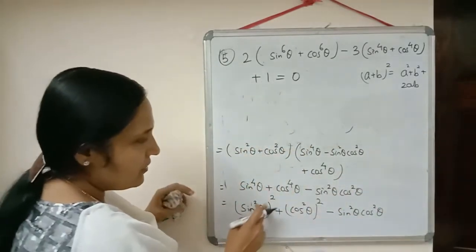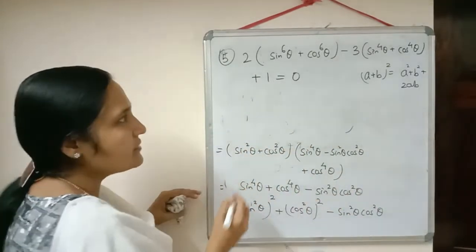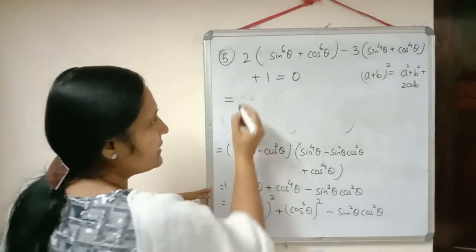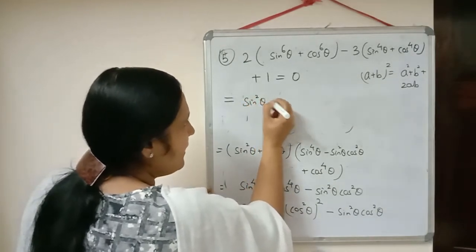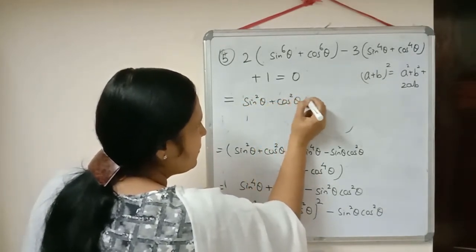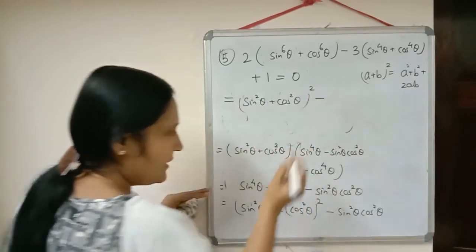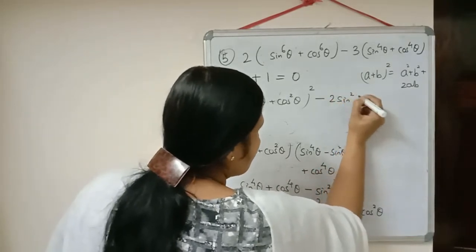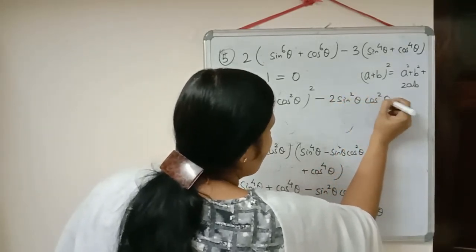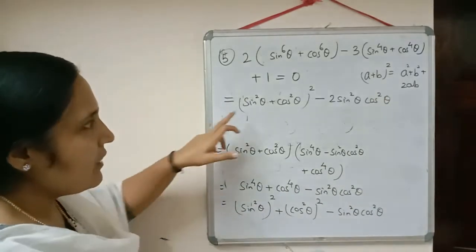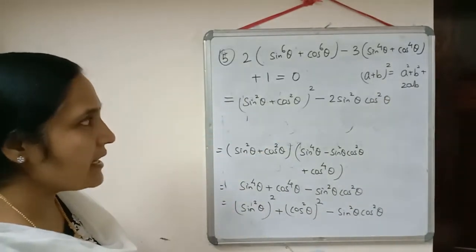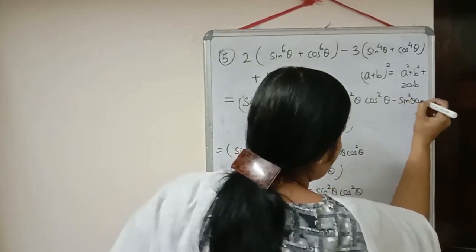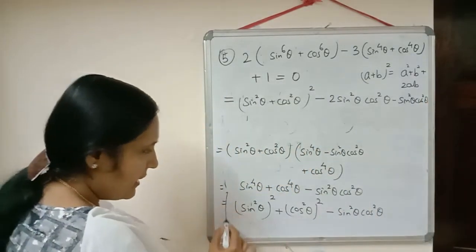Sine square theta the whole square plus cos square theta the whole square can be written as what? We have, in place of a, sine square theta. So, sine square theta plus cos square theta the whole square minus 2ab, so it will be equal to minus 2 sine square theta into cos square theta. Correct? Now sine square theta plus cos square theta again, and this minus sine square theta cos square theta is already there. What we did there, we just wrote this one.